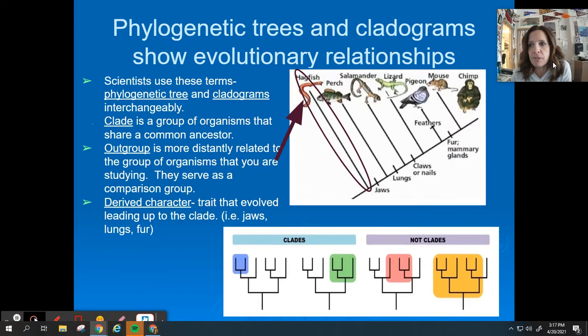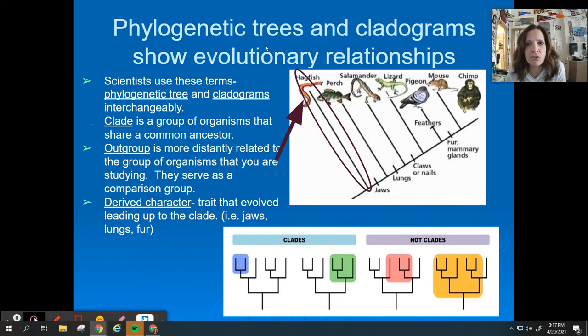So, some vocab. Phylogenetic trees and cladograms show evolutionary relationships. They use these terms interchangeably. So phylogenetic tree and cladogram, I looked up to see if I could figure out the difference because I always thought they were the same. And they are the same, they're different, so you can just think of them as the same.